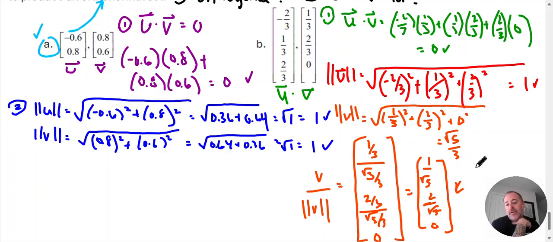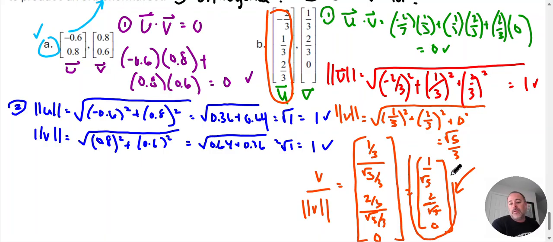So our final product here is an orthonormal set: our u and then our normalized v. All right, so that is our answer for our problem here. Hopefully that makes sense.